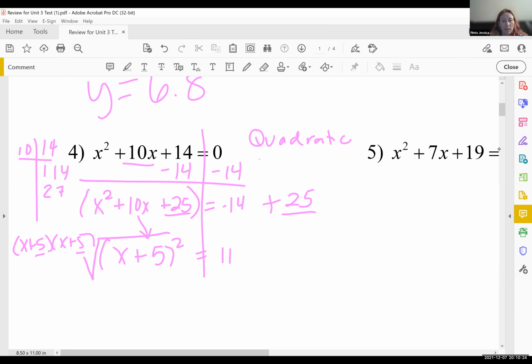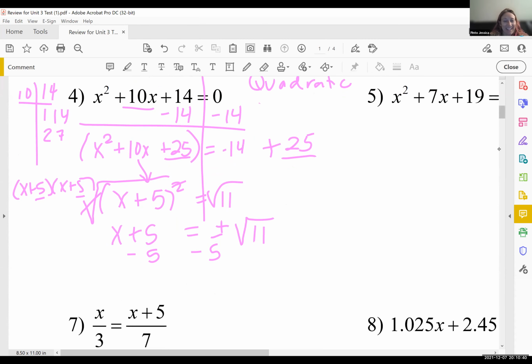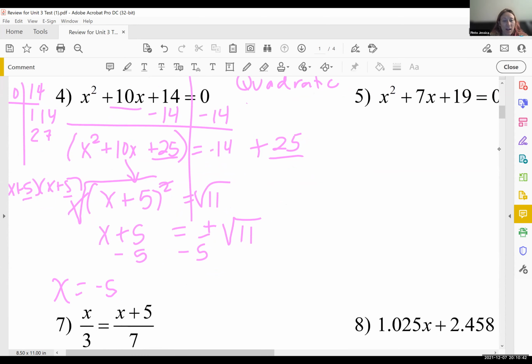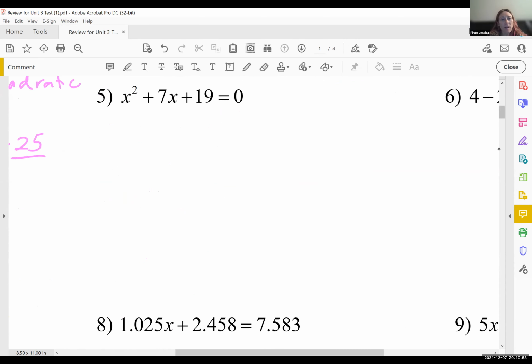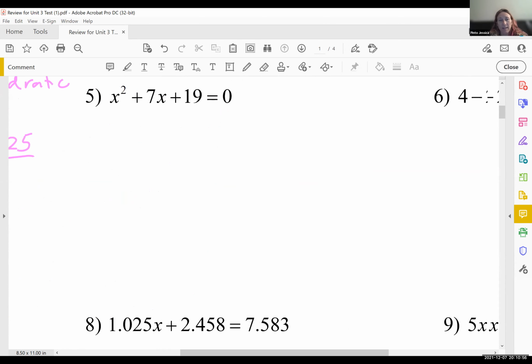When I take the square root to get rid of this exponent of 2, I get x plus 5 is equal to plus and minus the square root of 11. Finally, I'll subtract 5, getting my answer as x is equal to negative 5 plus or minus rad 11. That's actually 2 answers, because I could write that as negative 5 plus rad 11, and then I could write negative 5 minus rad 11. I did number 5 in class. I did the middle column.